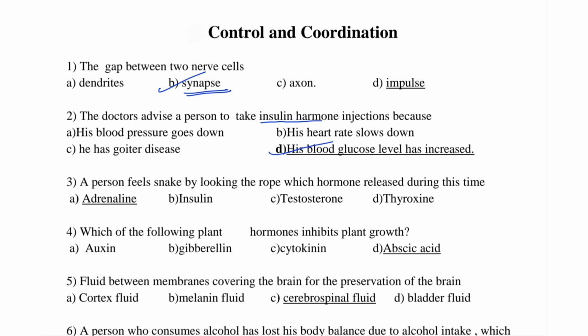Question number 3. A person feels snake by looking at the rope. Which hormone is released during this time? Option A, adrenaline. Option B, insulin. Option C, testosterone. Option D, thyroxine. The right answer here is option A, adrenaline hormone.